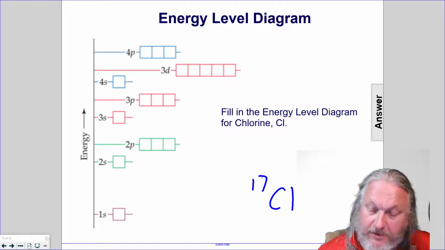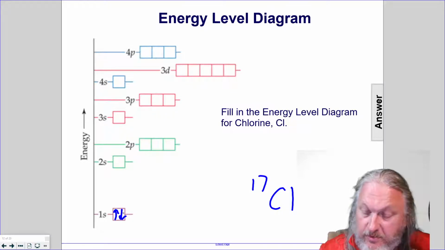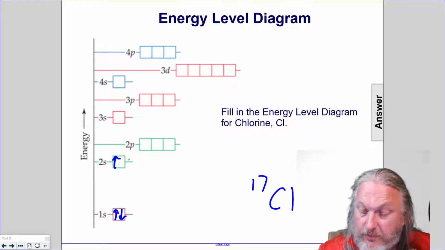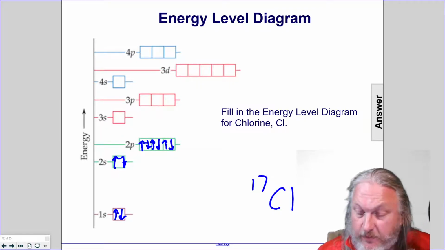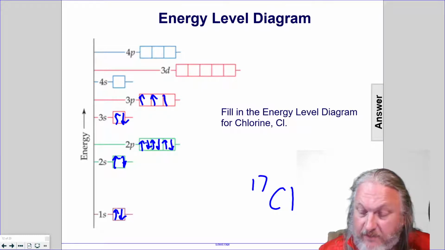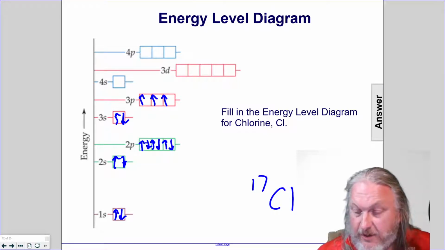Okay, unpause. So I've got 17 electrons to fill. There's 2. I'm following all my rules. There's 4. There's 5, 6, 7, 8, 9, 10. Still got 7 more to go. There's 12. All right. 13, 14, 15. Got 2 more to go.